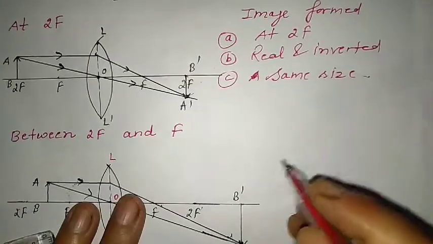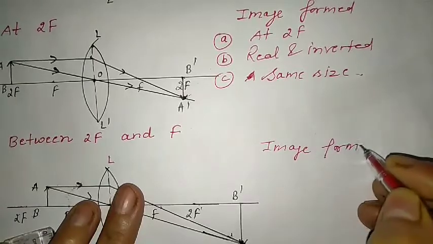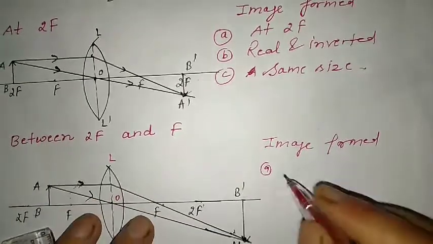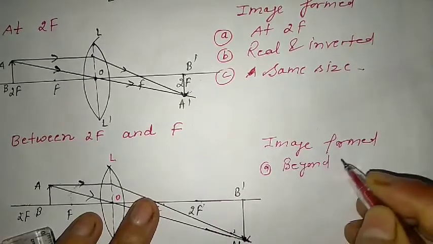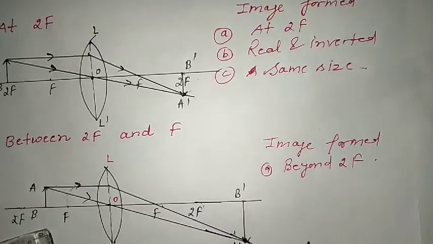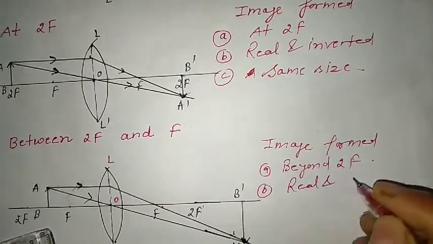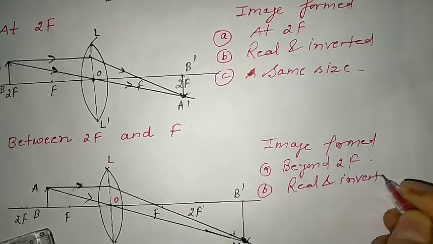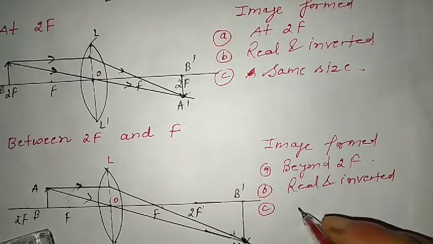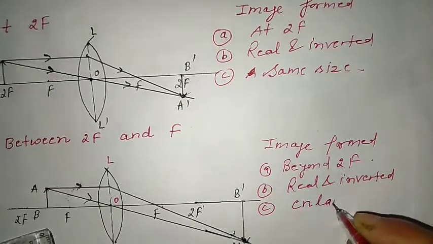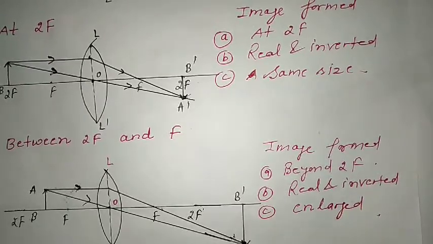inverted. So what type of image is formed? Image formed, A part, beyond 2f. B part, real and inverted. C part, larger than the object, or we can write enlarged like this. Okay, so this is the fourth point.